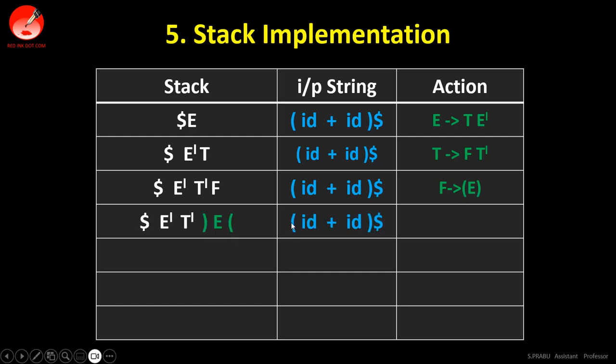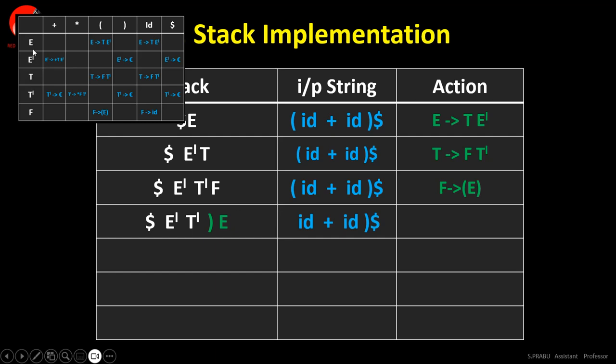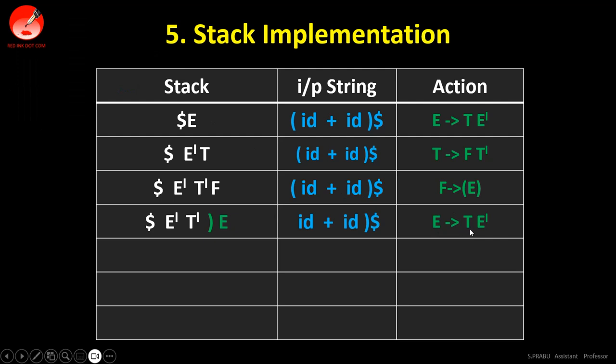Then compare open bracket and open bracket. If both the elements are same, you can pop out from this stack as well as the input string. So you can remove these two symbols and write the remaining items in the stack as well as the input string. Now you can compare E and ID. In this table, E and ID is E tends to TE dash. I can write this rule here. Then I can replace this E by TE dash in reverse order. So E dash, then T.